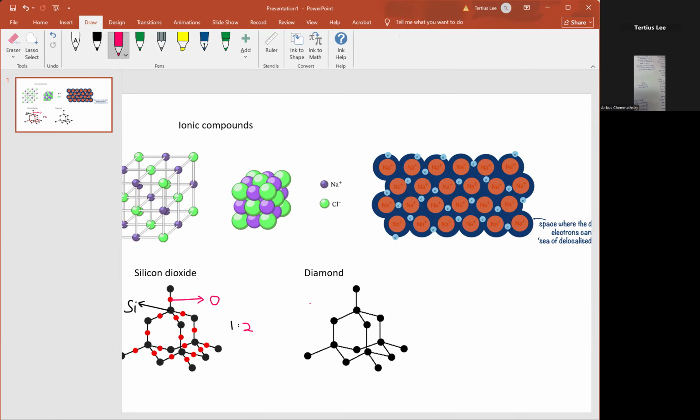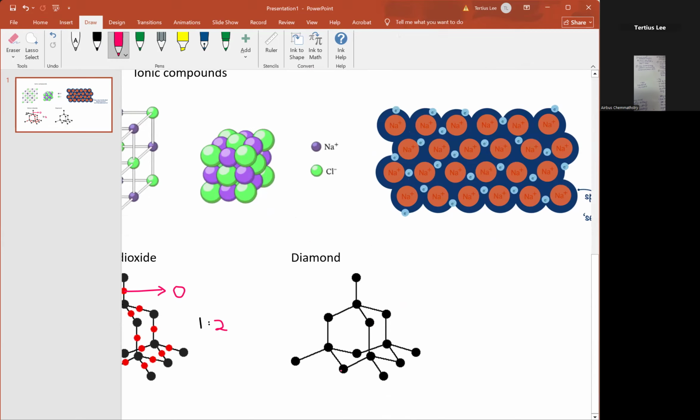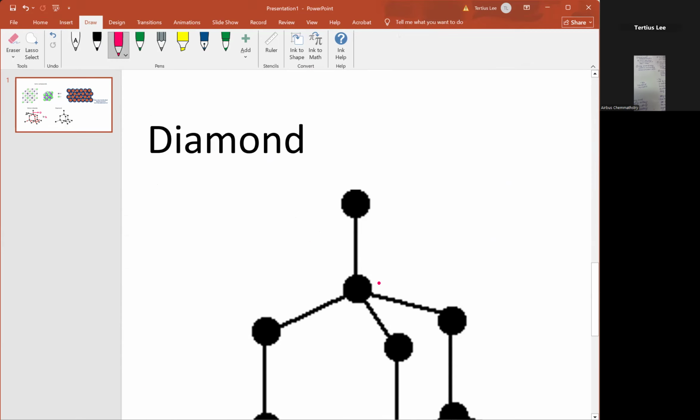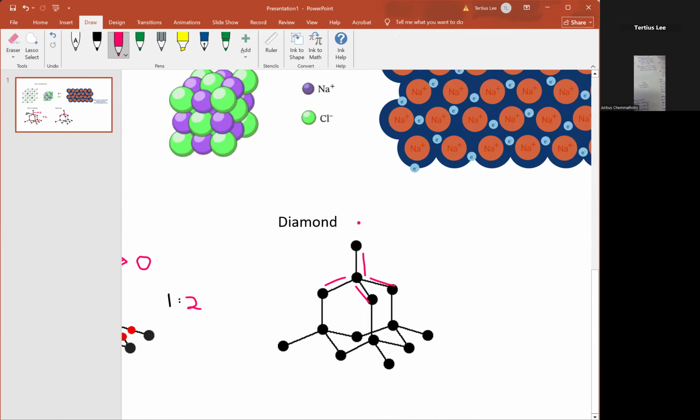Okay, then this is diamond, very simple, right? So basically this is a carbon atom, 1, 2, 3, 4. So there you go. Okay. Then how about graphite? So graphite, I actually want to talk about it.